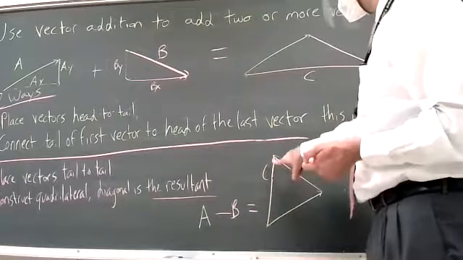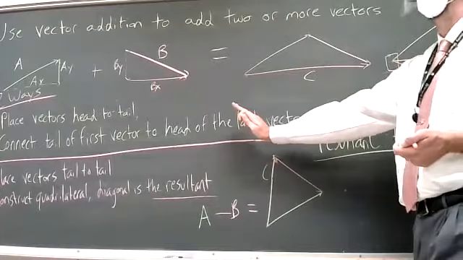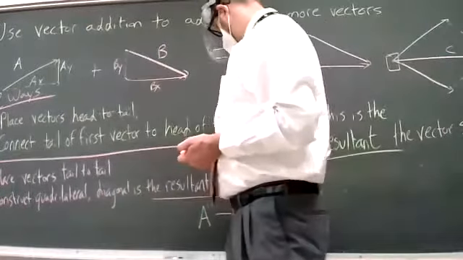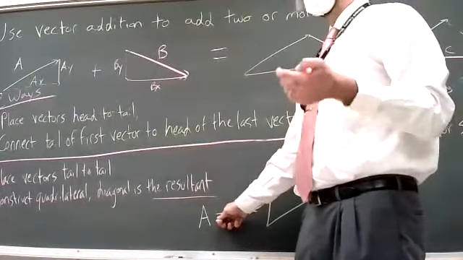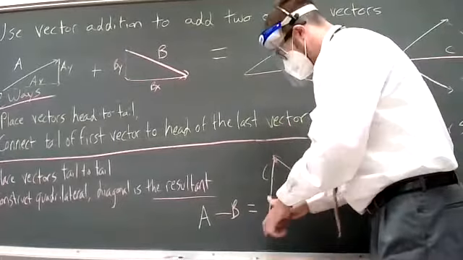Still connect the tail of the first to the head of the last. So negative B is just the one that's reflected, right? Because of the opposite direction, we know negative is the opposite direction. That's the convention we've adopted, the sign convention we adopt when we do our vector math.